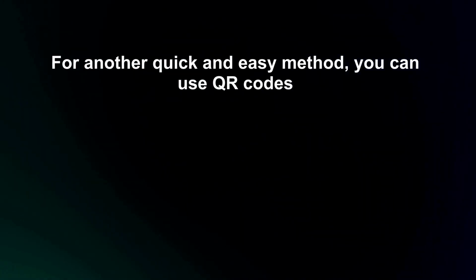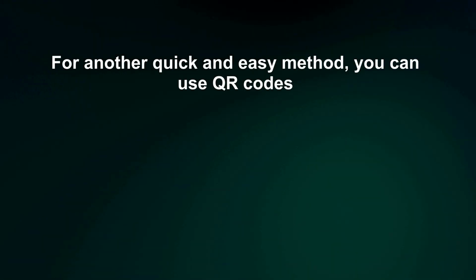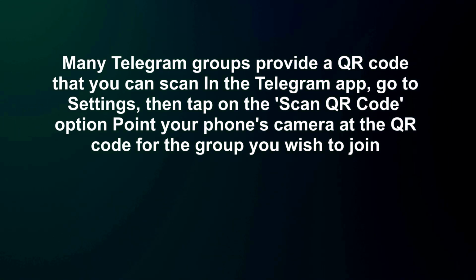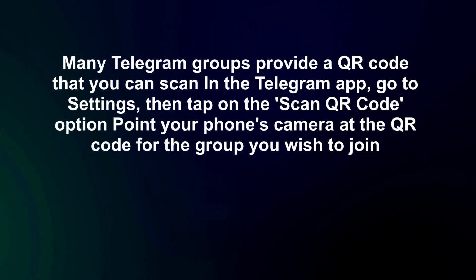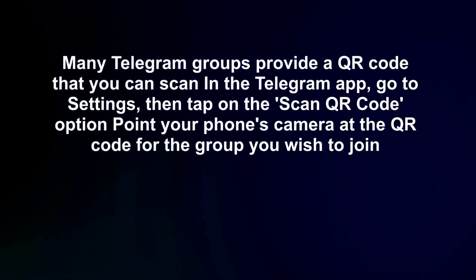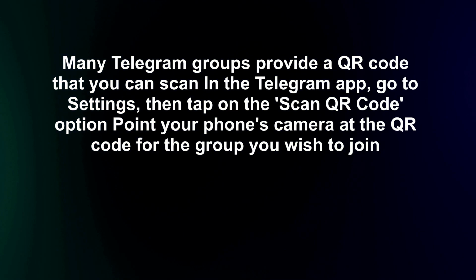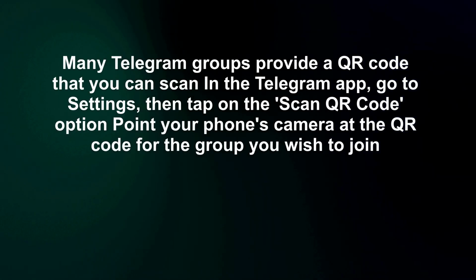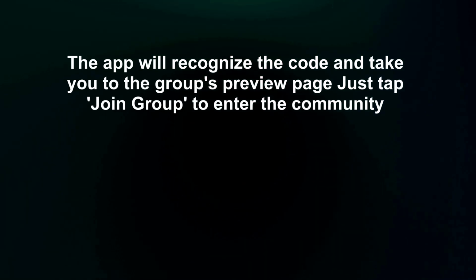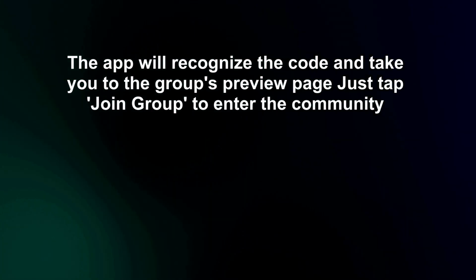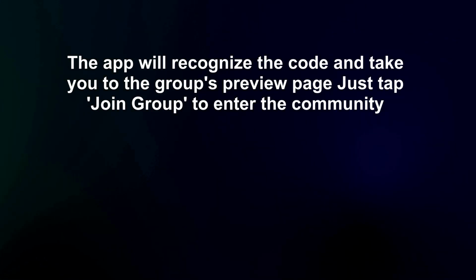For another quick and easy method, you can use QR codes. Many Telegram groups provide a QR code that you can scan in the Telegram app. Go to Settings, then tap on the Scan QR Code option. Point your phone's camera at the QR code for the group you wish to join. The app will recognize the code and take you to the group's preview page. Just tap Join Group to enter the community.